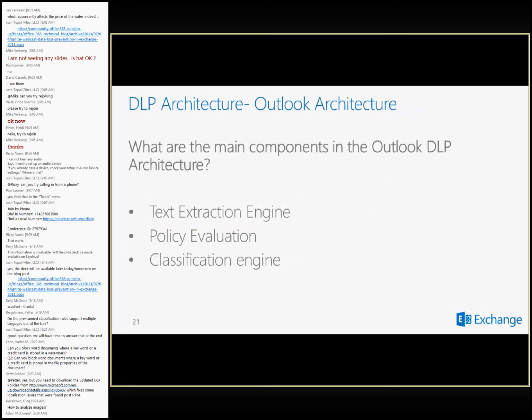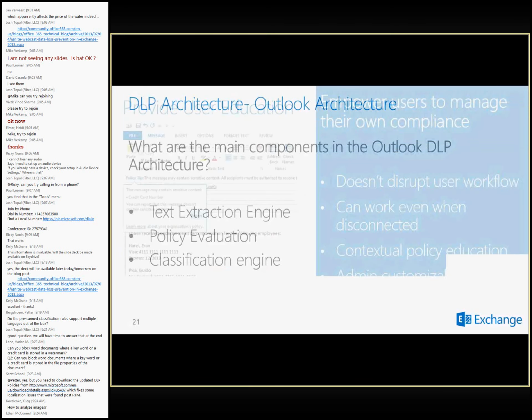That is the text extraction, the policy evaluation, and the classification engine. So whatever the end user is doing on his client, it would be looked at, and then appropriate actions will be taken. And just to show you what it would look like actually on the Outlook client, this is what it would look like.